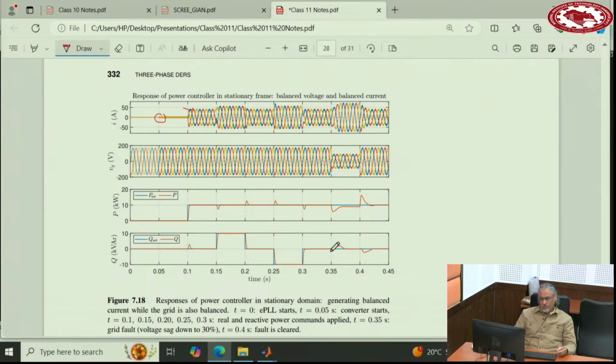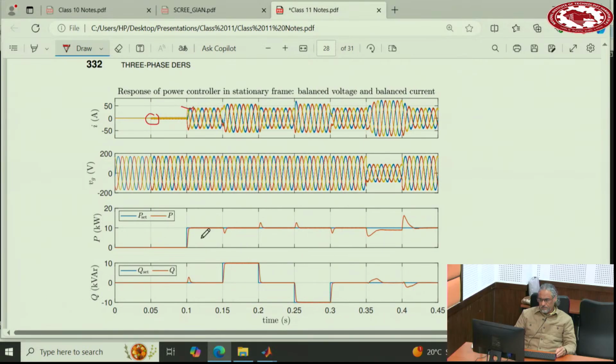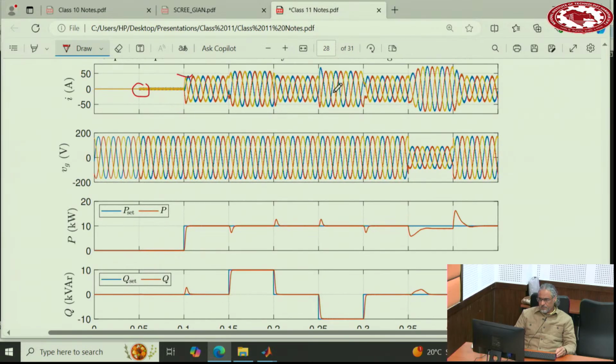Here is the grid voltage fault to check the current limiting property, which is successfully done. This is the case where the current is balanced. So if you look at the current waveform, it's completely balanced. This is the current waveform, and this is the grid voltage.